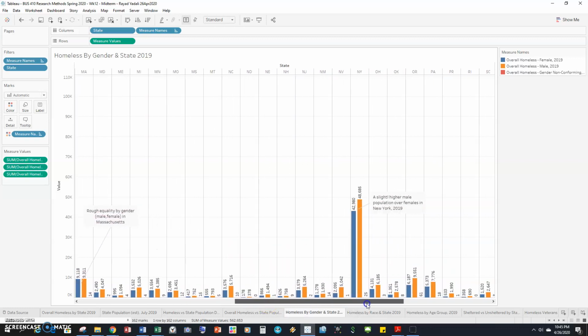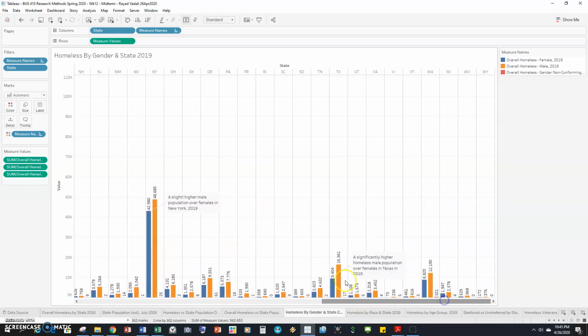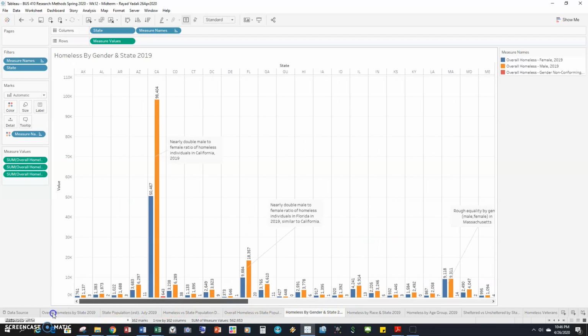And you move forward to, let's say, what's this, New York? It's slightly higher for male versus female. And if you keep moving, you'll see the same thing in Texas, just obviously on a smaller scale. So you'll see there's definitely a gender disparity, more males to females in virtually all the states.